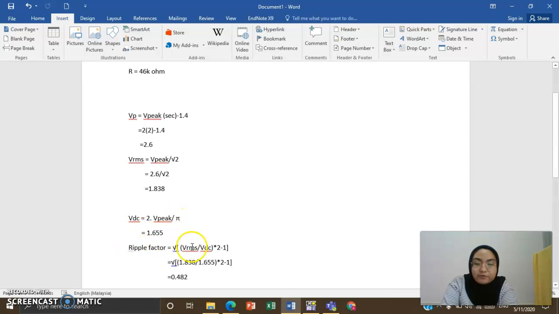And also for the ripple factor, the formula is here. And after you input the value, the output is 0.482 for the ripple factor. I think that's all. Thank you.